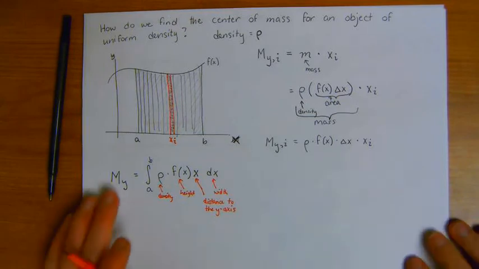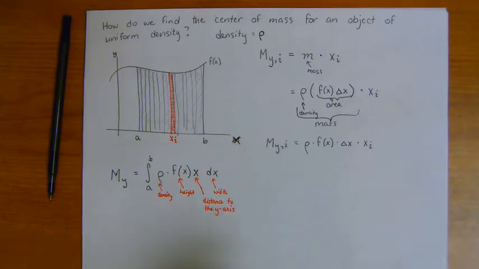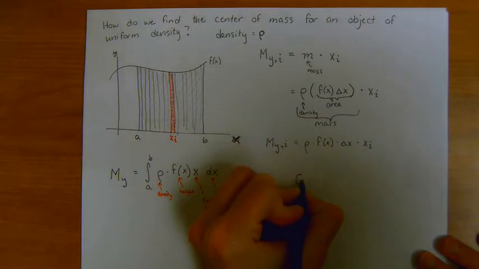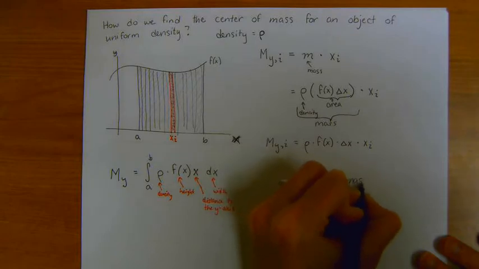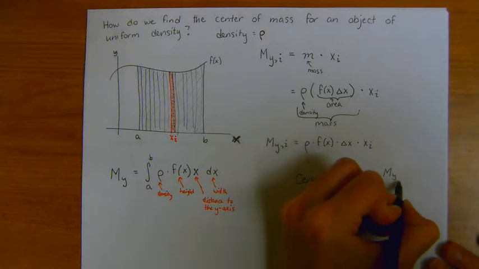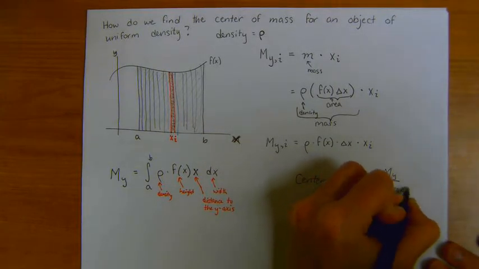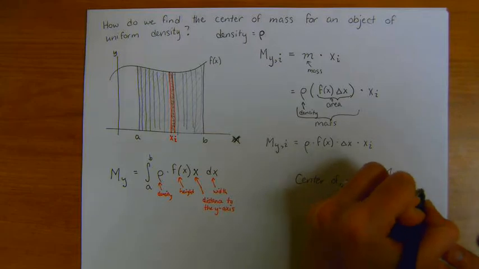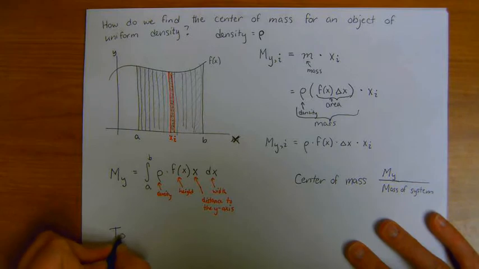But recall, just because I found my moment, I haven't found the center of mass, just like we saw before, that my center of mass is going to be my m sub y divided by the total mass of the system. So we still need to compute our total mass.